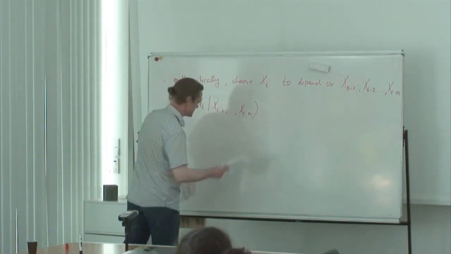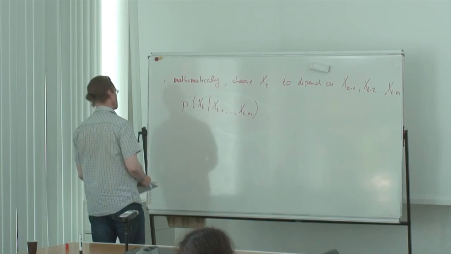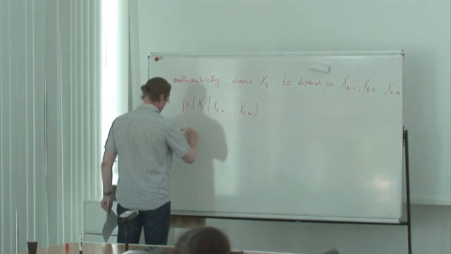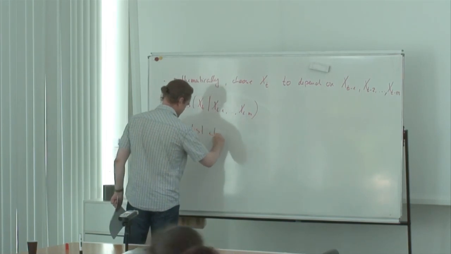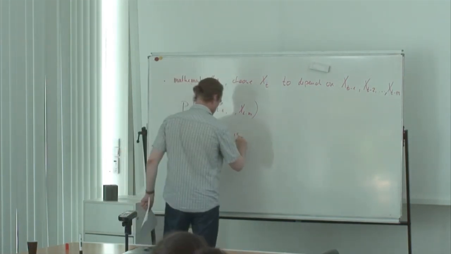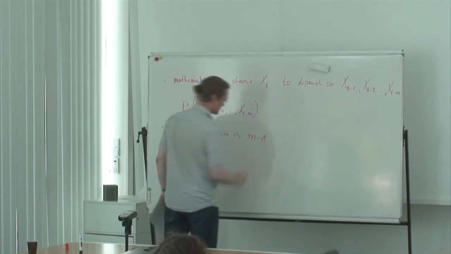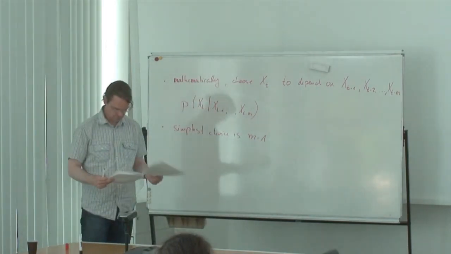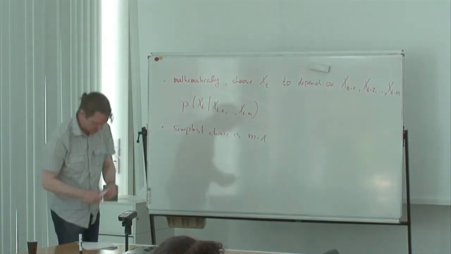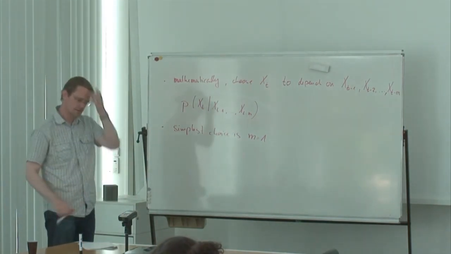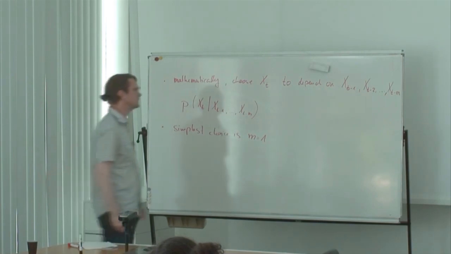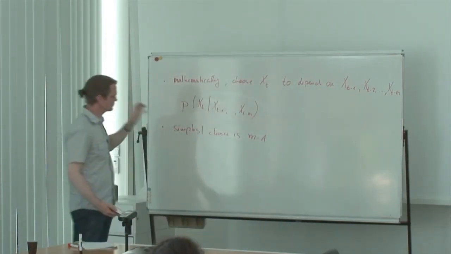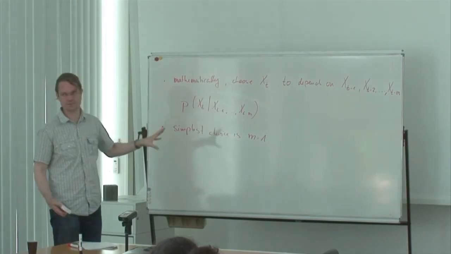So then how to choose this m? Right? And the simplest choice is m equals 1. And this is what defines a Markov chain. And I will write it down because this is so important, but we are now well positioned to understand it.